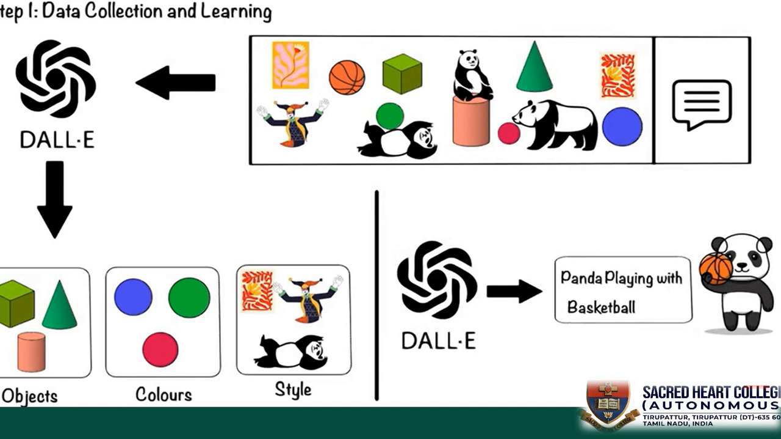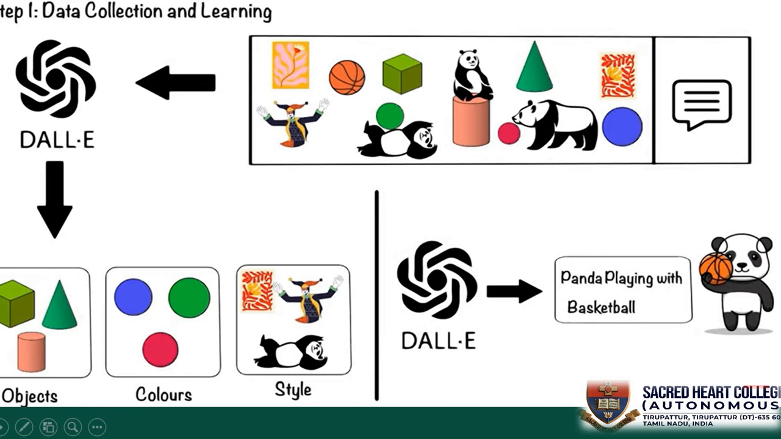To break it down further, AI learns three key things from these images. One, it finds that there are multiple objects, that is, shapes, animals, and other elements, and different colors. It understands different color variations and picks up artistic styles, whether it's realistic, cartoon-like, or abstract. Once the AI has learned these patterns, it can use them to create new images based on text descriptions.